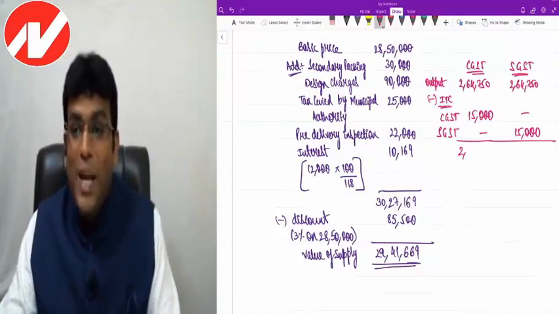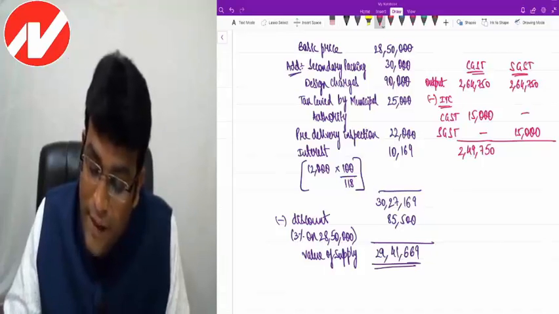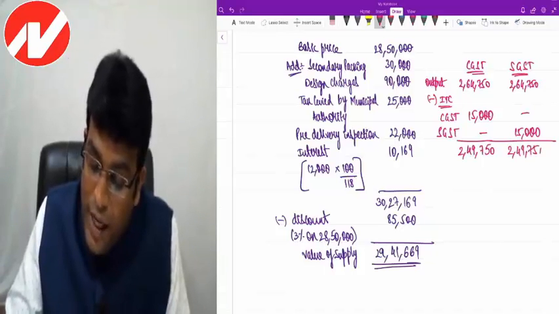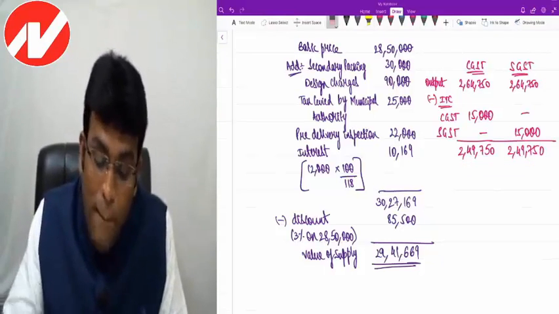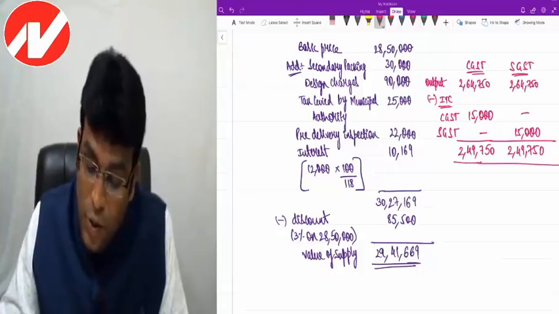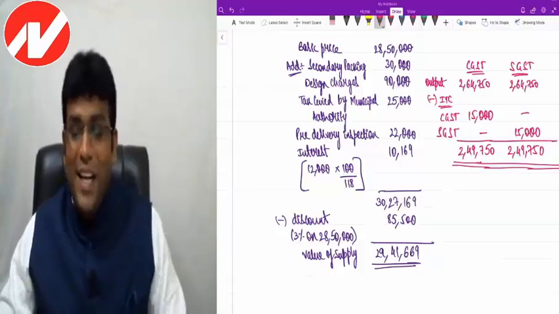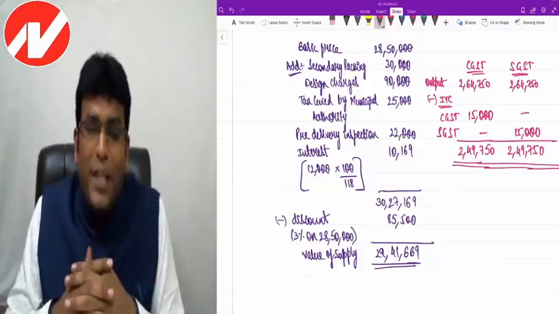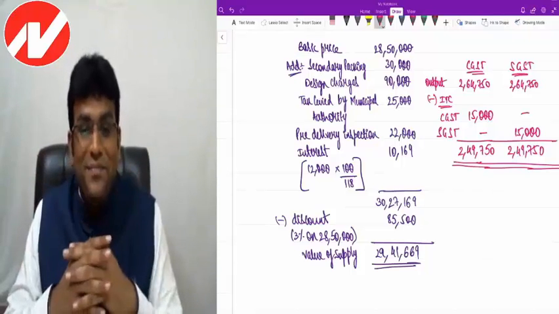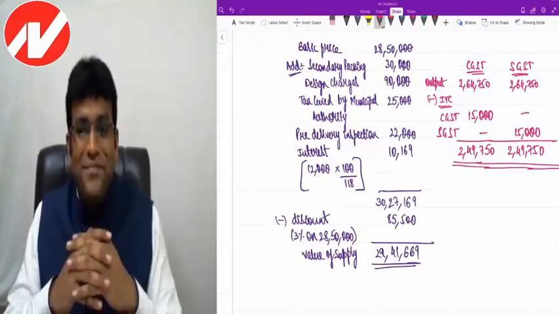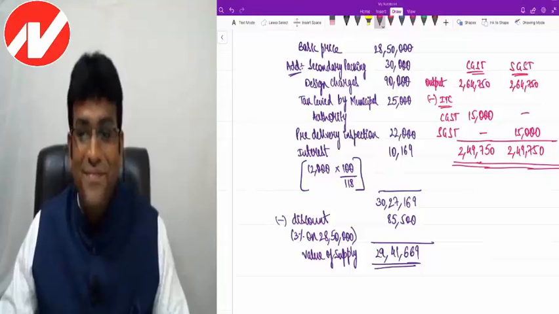How much, my dear friends? 2 lakh 64 minus 15. So 2,49,750. This becomes my net GST payable. That's it. This is the story of this wonderful problem where they were asking about the concept of net GST liability. Are we clear, friends? Done. Let's proceed.